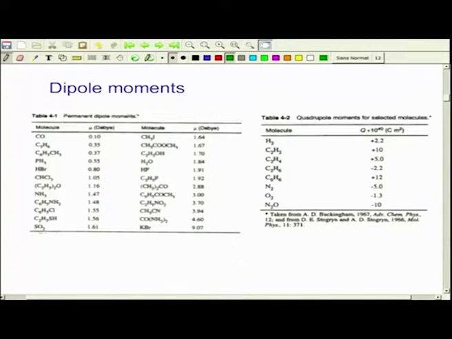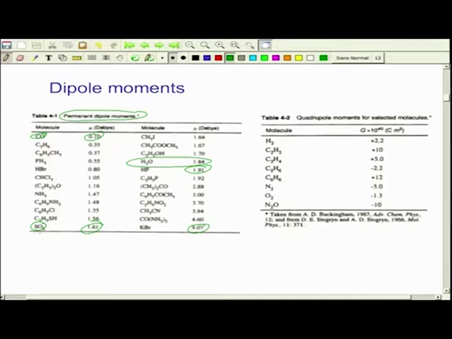Now we are talking about the permanent dipole moment, which will lead to electrostatic interaction. So you can see that we have summarized carbon monoxide 0.1 debye and so on. SO2 is a very strongly polarized molecule, 1.61. If you look at water, again very polarized, 1.84. HF is highly polarized. KBr is 9.09 kind of molecule.